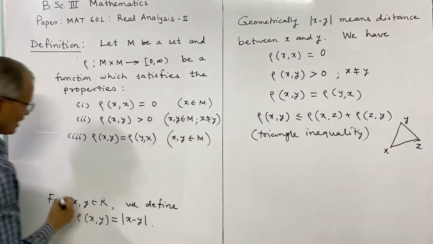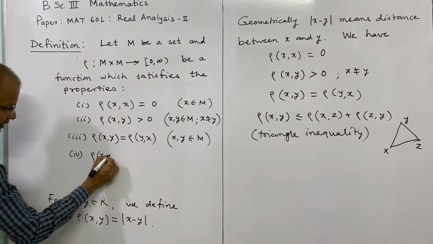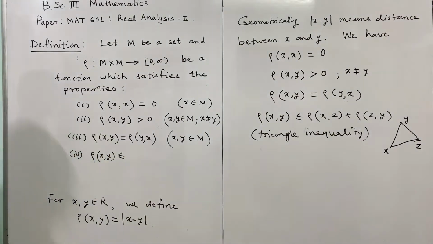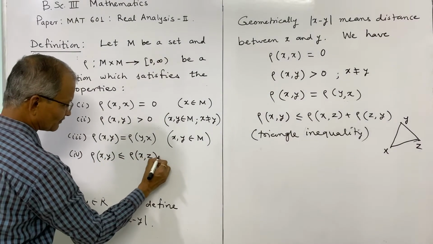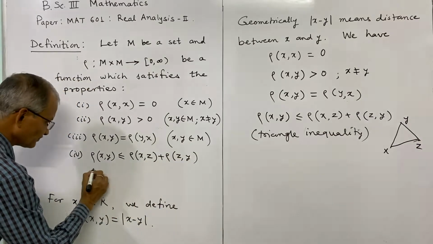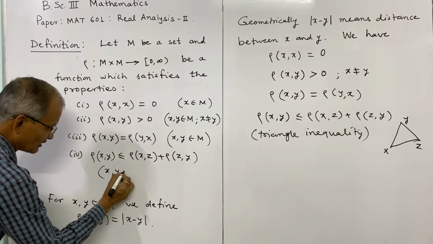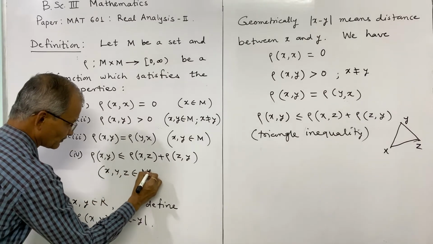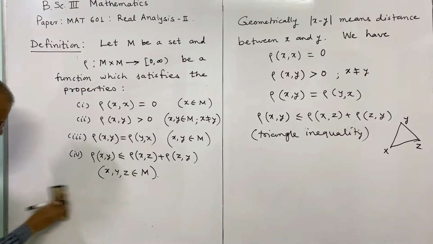And the fourth is rho of x and y is less than or equal to rho of x and z plus rho of z and y. Here x, y, z belong to M. This is known as the triangle inequality.